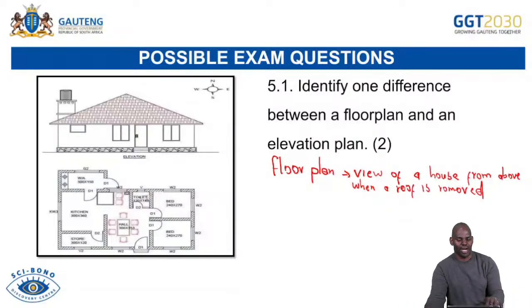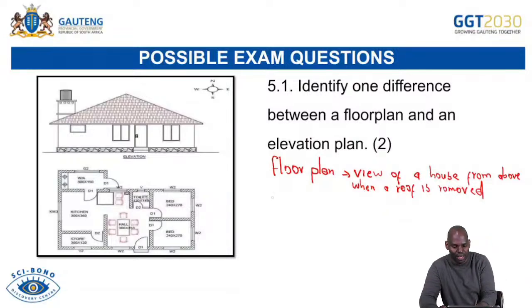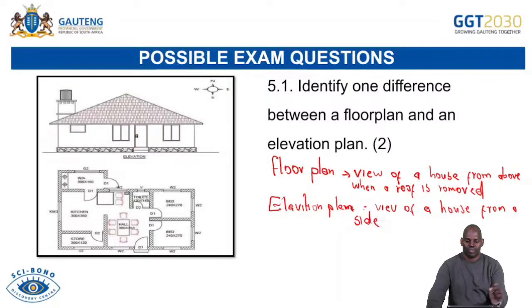That is a roof plan. But now an elevation is the view of the house from the side. You don't necessarily have to specify whether it's the northern side or the front side and so on. So the elevation plan is a view of a house from a side. Okay, so this one is just a view of a house from a side. Just easy as that.